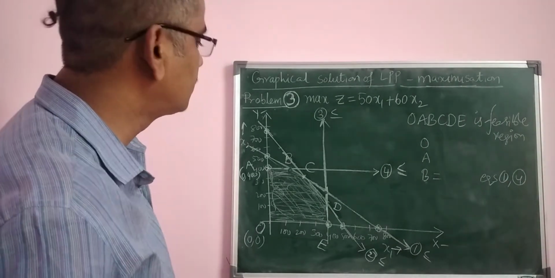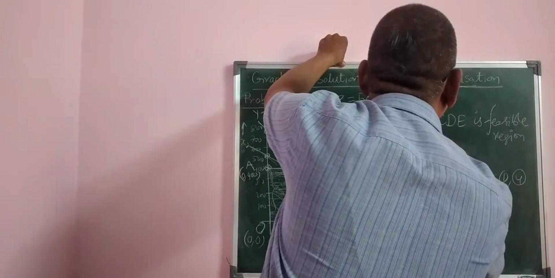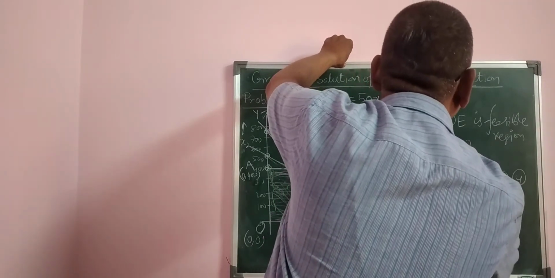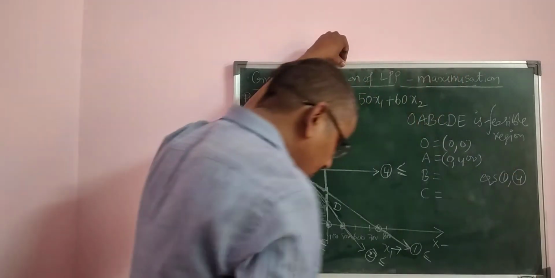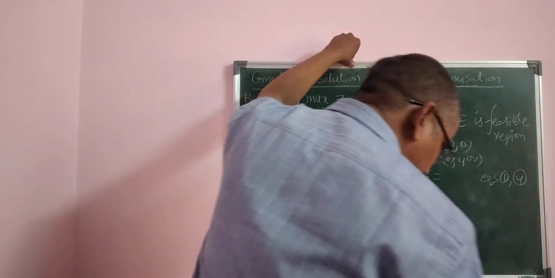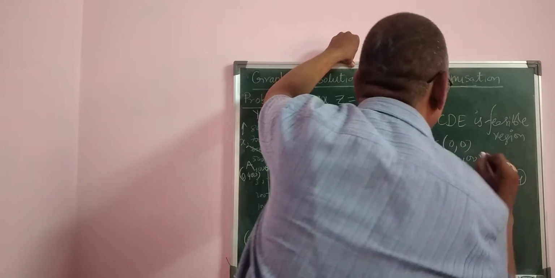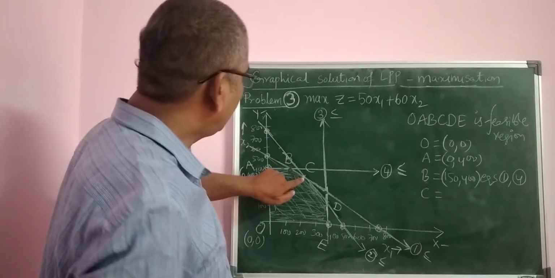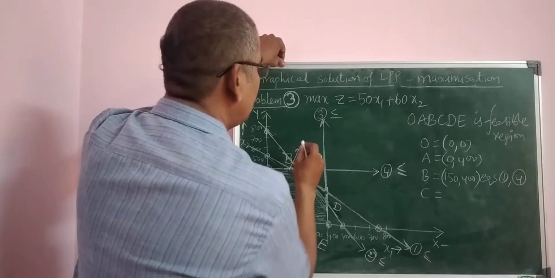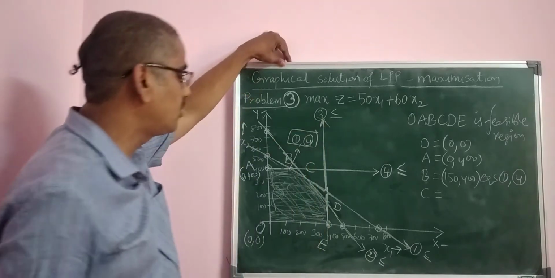So that is the point B, and then C. O is 0, 0 and A is 0, 400, and the value of B is nothing but 150 and 400. B is obtained by solving equations 1 and 4.